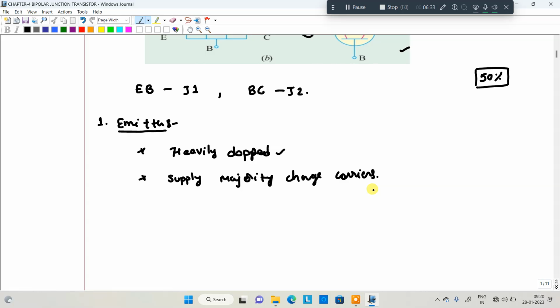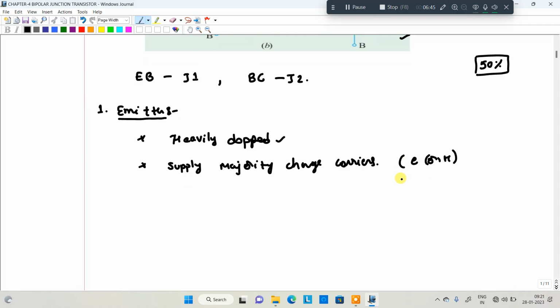The majority charge carriers may be either electrons or holes. In case of an NPN transistor, electrons are the majority charge carriers. In case of a PNP transistor, holes are the majority charge carriers.